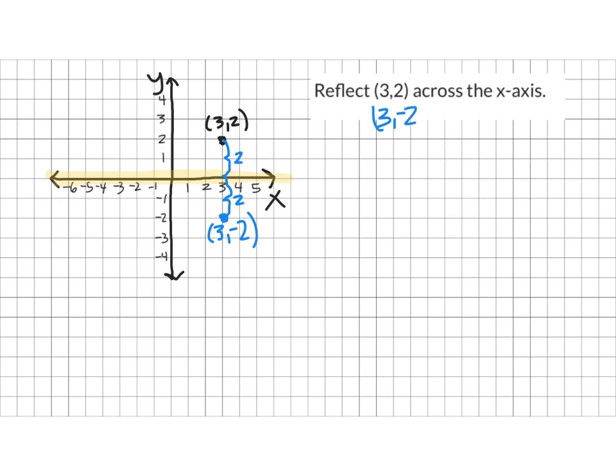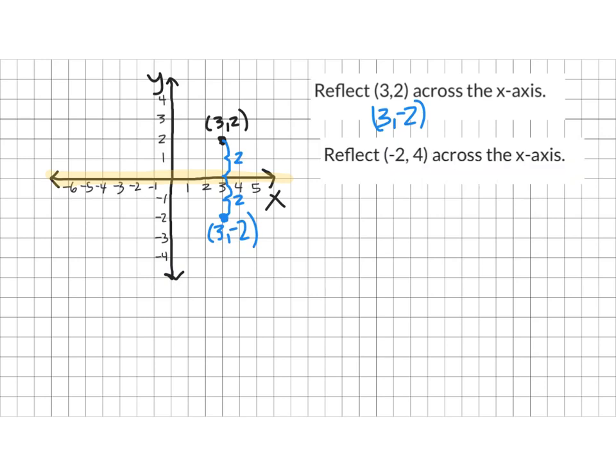3, negative 2. What's the pattern? Let's try a couple more. Next, reflect negative 2, 4 across the x-axis. That's 4 units away. So that means I'll need to be at negative 4 down below. Negative 2, negative 4.